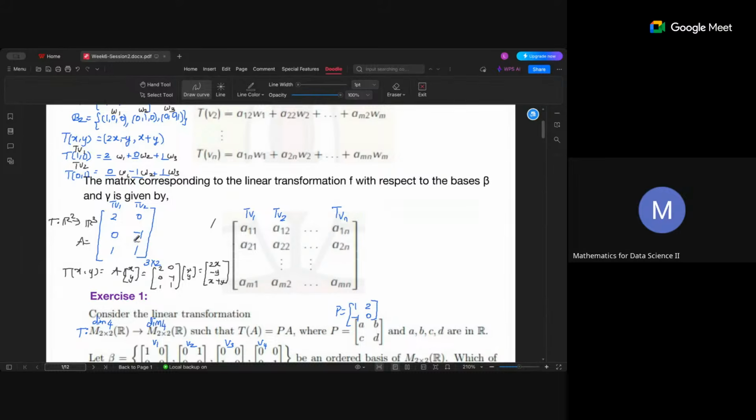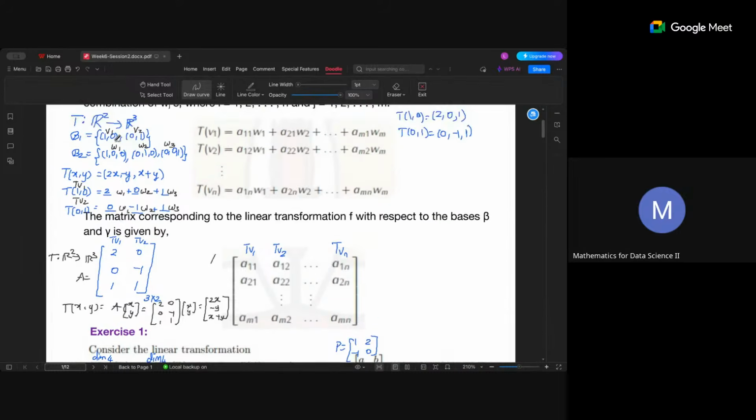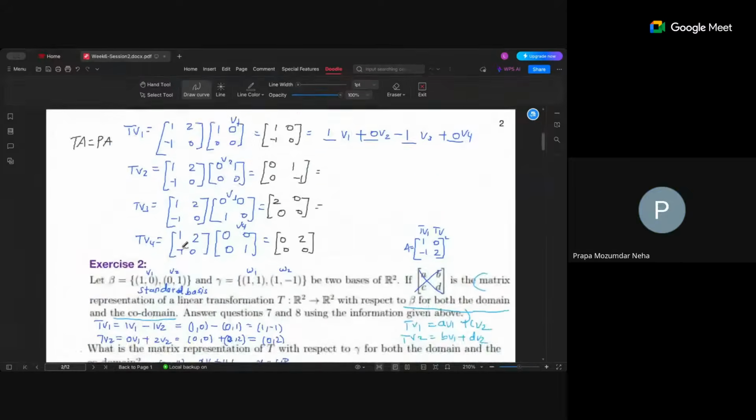So the same technique will work if we are using the standard basis for both domain and codomain. Thank you so much, ma'am.